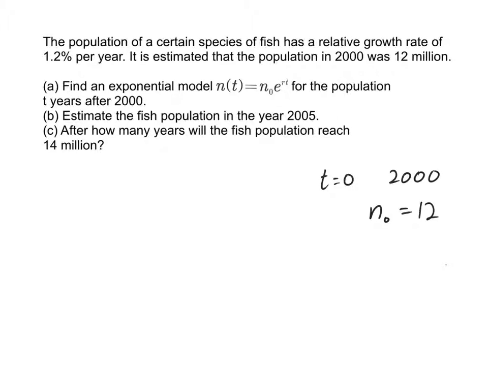So I can rewrite my equation as N(t) equals N naught, which is 12, e to the r t. Now r is going to be my percentage, which is right here, but it has to be a decimal. So we're going to go 0.012 t. So that is A.